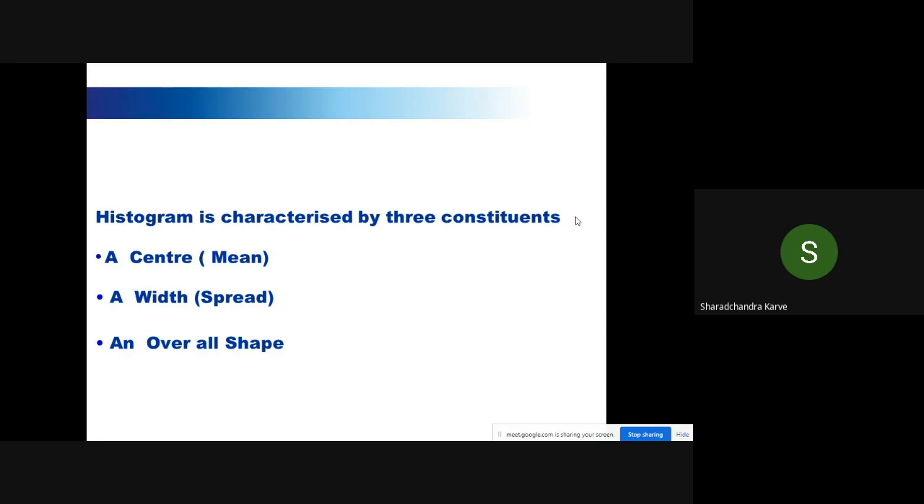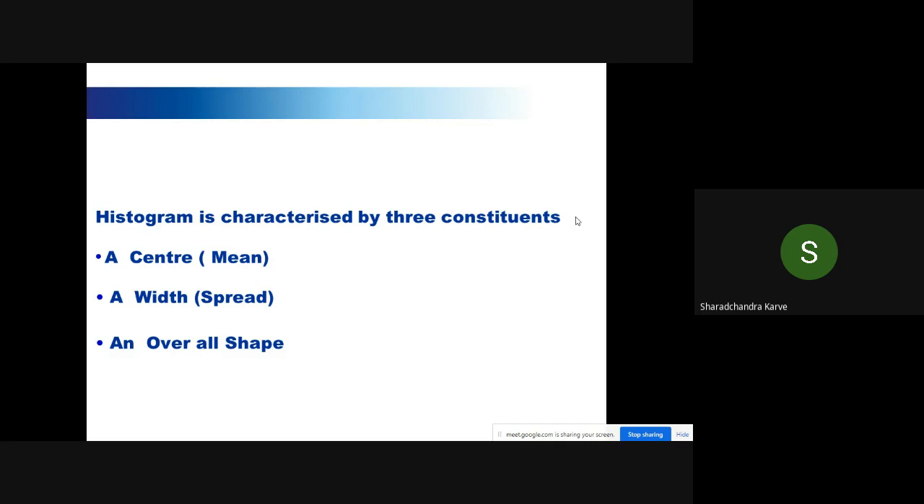Basically, it tells us three things. Where is the center of the process? That is the mean. Where is the width? How much is the width? That means the spread of the process. And how is the overall shape? Whether it is normal, whether it is non-normal, skewed right, skewed left, etc. Whether it is off-centered, so that we can take required actions for the process to bring it to the center, or if it is skewed, we can make it normal, etc.